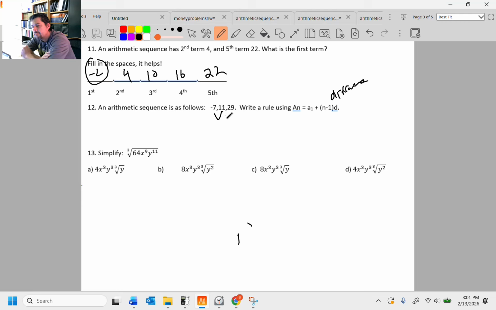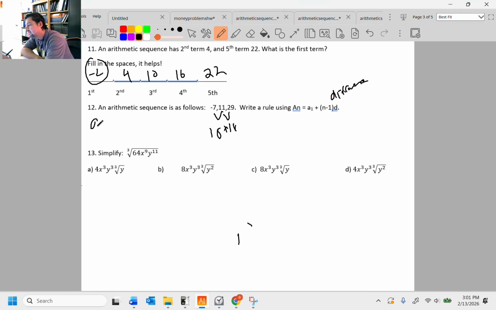As you move from -7 to 11, you add 18, and that pattern holds. You add 18. 18 is the difference. I saw kids plug in -7, 11, 29. You're just pulling things out of a hat and throwing them into a formula. You ain't even trying. You are wasting a lot of my time. And you're wasting your time, more importantly.